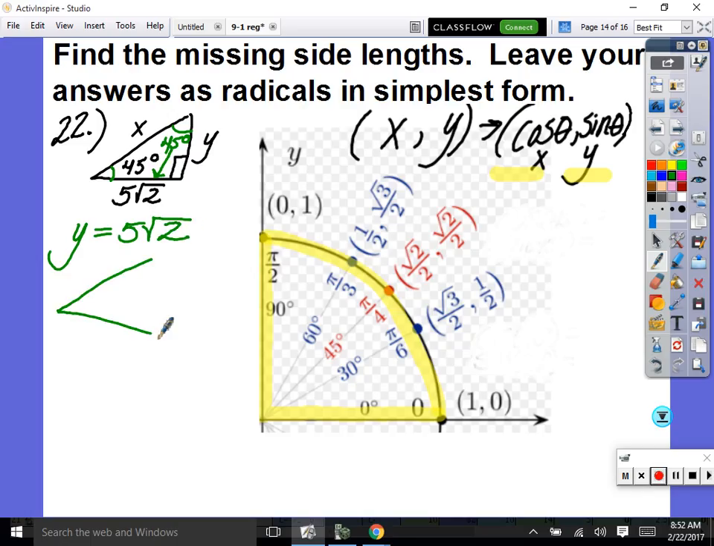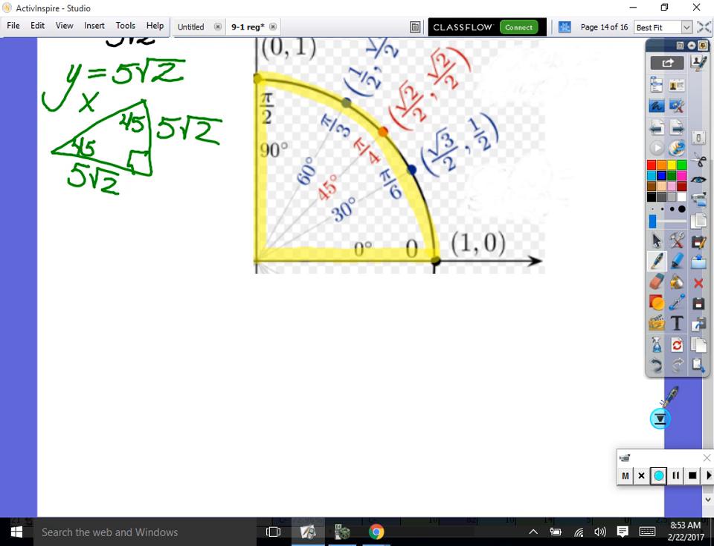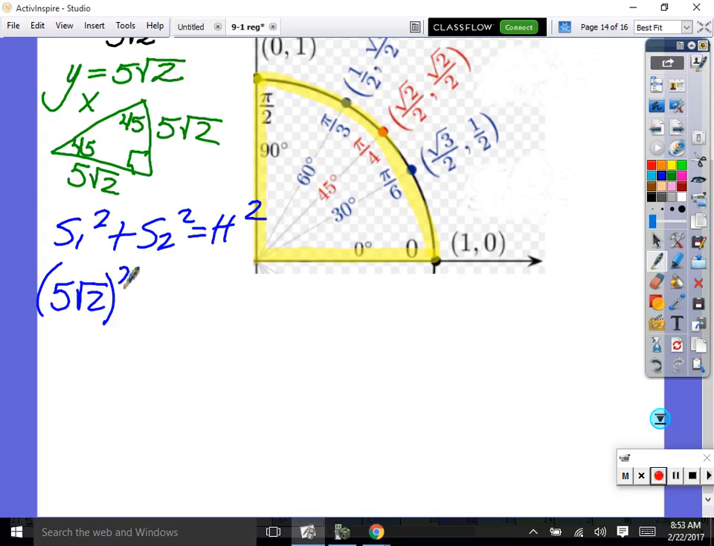So now let's put this in. We have a right triangle. This is 5 root 2 right here because it's 45. This is 45, this is 5 root 2. So now can't we find x very quickly? Pythagorean theorem. Correct, everybody. We didn't even have to use the unit circle for this one because 45, 45 were the easiest ones. So let's do the Pythagorean theorem: side 1 squared plus side 2 squared equals hypotenuse squared. So what's side 1? You have to put parentheses: 5 root 2, all squared, plus side 2.